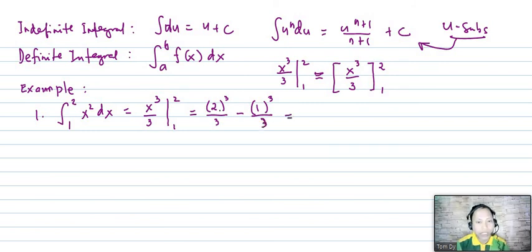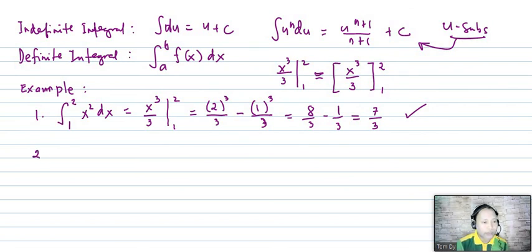Which is then equivalent to 2 times 2, 4 times 2, 8 over 3, minus 1 times 1 times 1 over 3. 8 minus 1, that is 7 over 3. That will be our final answer. So this is how we compute a definite integral: upper limit minus lower limit. All you have to do is substitute the upper and lower limits for your variable x. So 2 and then 1.